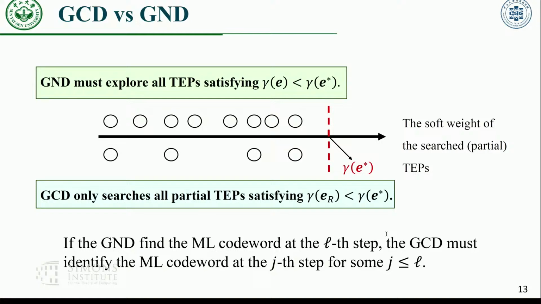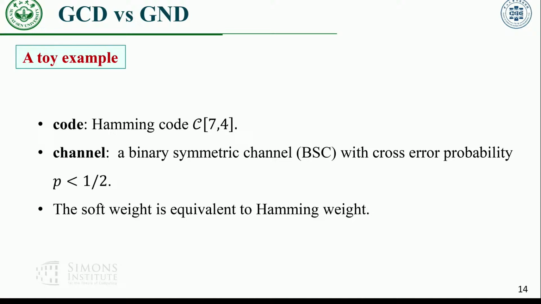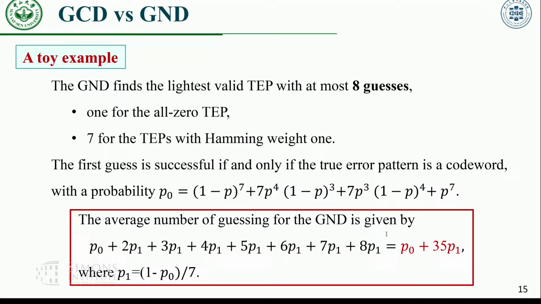Let's see a toy example. We consider a Hamming code. The channel is a BSC channel, and the soft weight in this case is equivalent to the Hamming weight. The GND finds the lightest valid TEP with at most 8 guesses, 1 for the all-zero TEP, and 7 for the TEPs with Hamming weight 1. The first guess is successful if and only if the true error pattern is a code word, with a probability we denote by P0.